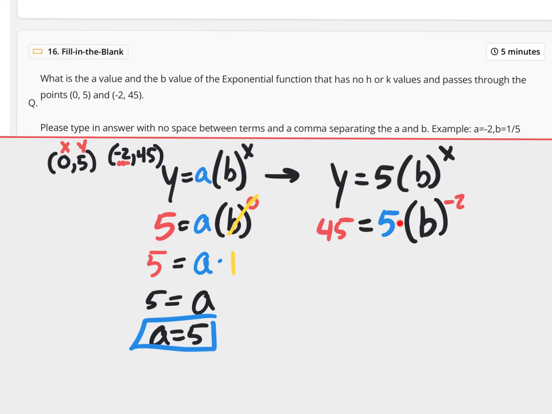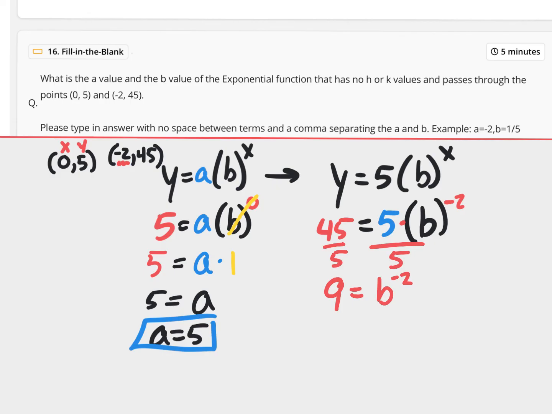So what do we get rid of first, the multiplication of 5 or the exponent of negative 2? I will get rid of the multiplication of 5. How do you get rid of something? You do the inverse operation. The opposite inverse operation of multiplying is dividing by 5, and what you do to one side, do to the other side. You will have 9 equals b to the negative 2 power. So we need to understand how to get rid of that negative 2 power.